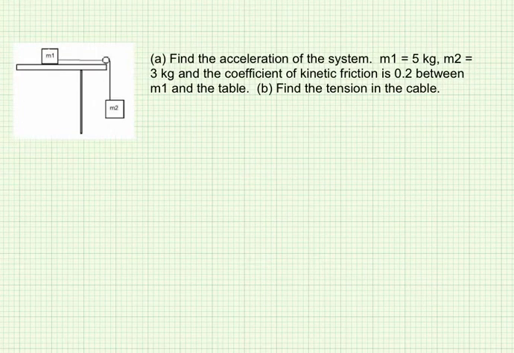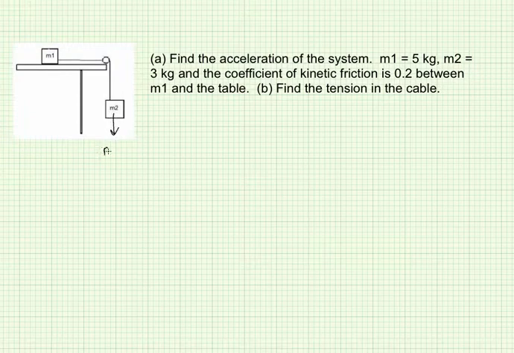So we have another example, only this one we have a 2-block system, but there's going to be friction. As soon as you see more than one object, that means you're going to have more than one equation. So we're going to find the acceleration and the tension again. In order to do so, the first thing we want to do is do a force diagram.